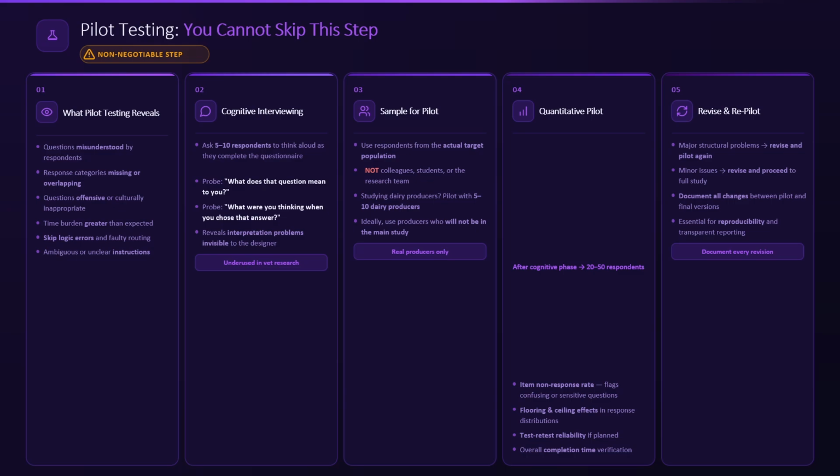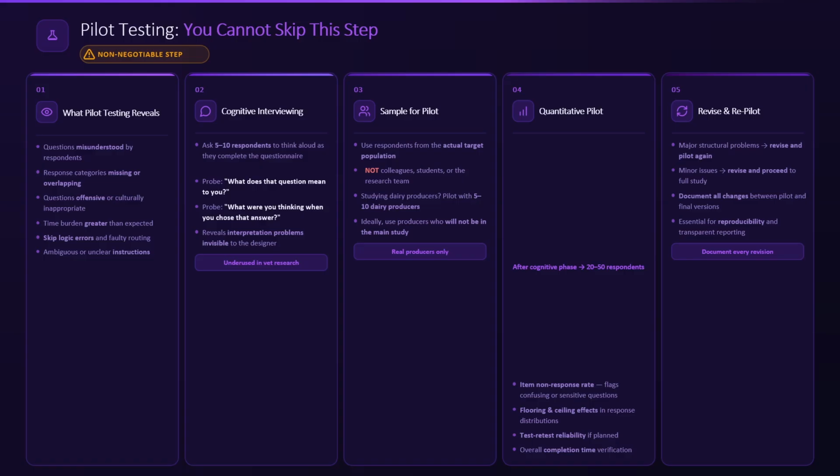You're listening for confusion, assumptions about undefined terms, difficulty recalling within the time frame, and discomfort with sensitive items. Cognitive interviewing reveals problems the author literally cannot see because they already know what every question means. After the cognitive phase, you revise, then run a quantitative pilot, a small-scale administration to 20 to 50 of your actual target population. Track completion time, patterns of missing data, skip logic adherence, item non-response, and floor and ceiling effects.